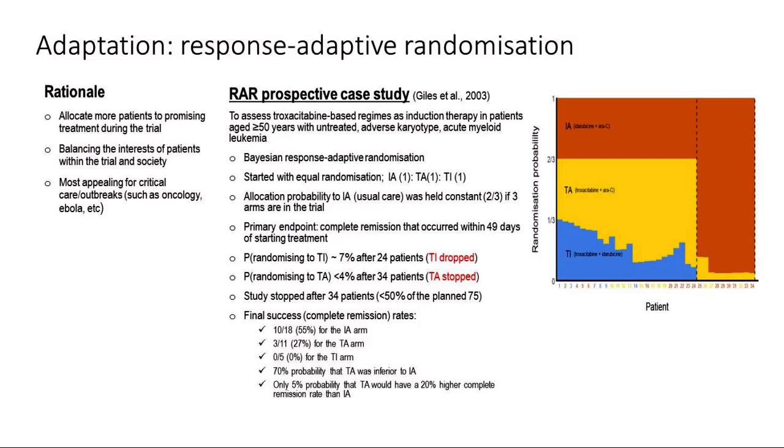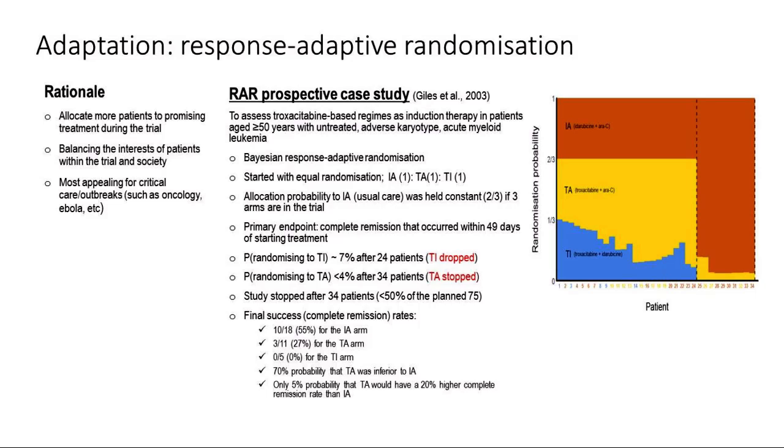The first bit, you can see the shaded area. It's the probability of allocating patients to different treatments. And you can see the TI treatment group? The probability went down, and it was close to 0, maybe after 24 patients, and they decided to stop that treatment because the results were not promising at all. They stopped that treatment arm. And in this case, you can see the increased probability of allocating to that treatment, but it dropped after the 24th patient, and they decided to stop the treatment arm as well.